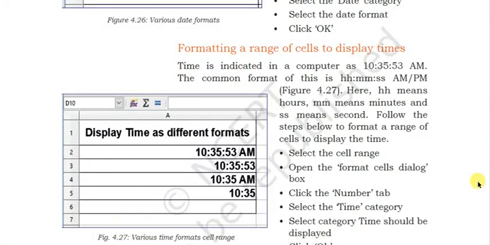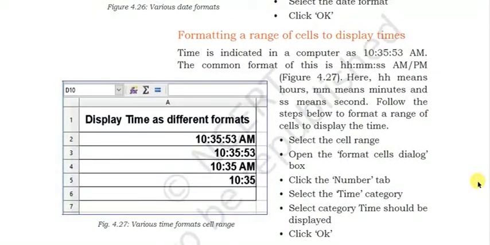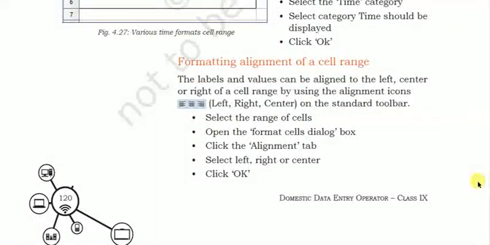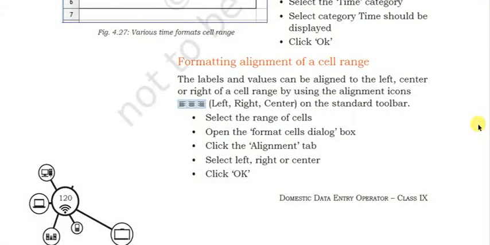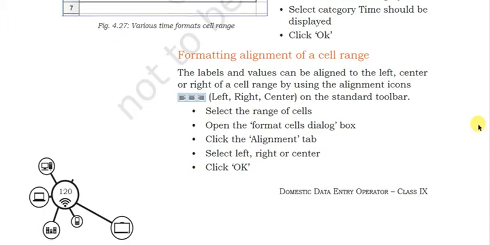Similarly, we have different time formats. You can choose any time format you want. And if you want to change the alignment of a cell, here you have the options. These are the options for left, right and center alignment. So you select the cells and you can press any of these. So the shortcut keys are also visible. Control L for left, Control E for center, Control R for right. So this is how you format the alignment.